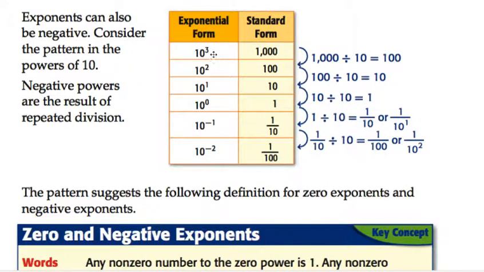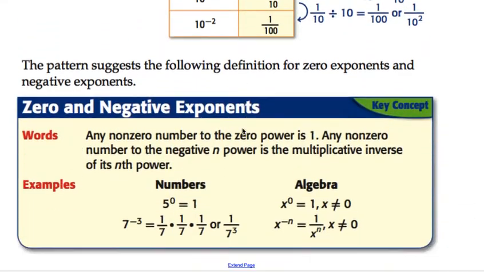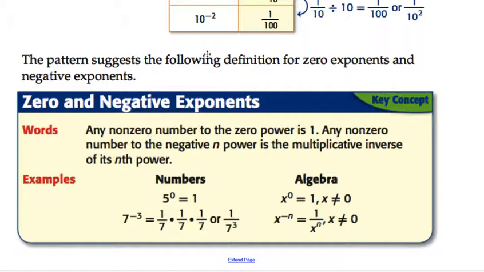And look what's happening to your exponents. It's going 3, 2, 1, 0, and then it goes negative. So now we have a fraction. 1 over 10 is 10 to the minus 1, and 1 over 100 is 10 to the minus 2. So we have kind of a pattern going on here, and the pattern that we see is this.